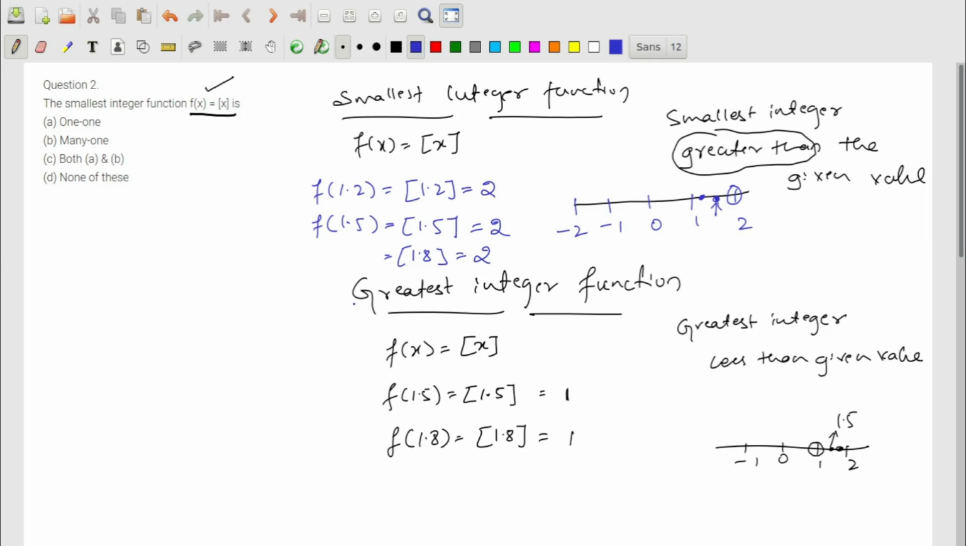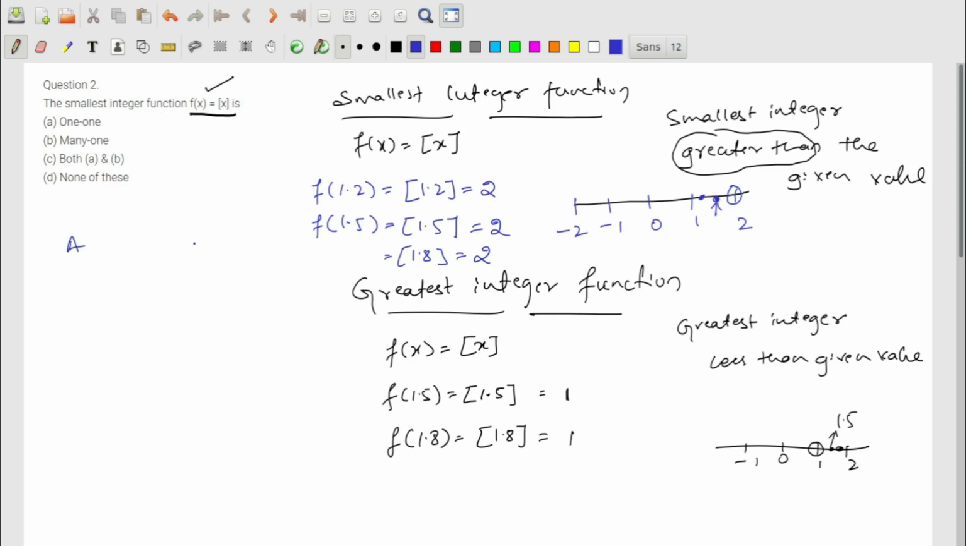Let me repeat again. Greatest integer function: the greatest integer less than the given value. Smallest integer function: the smallest integer greater than the given value. So that is the basic difference, right? Fine. So now back to the question. The smallest integer function, here this is many one.